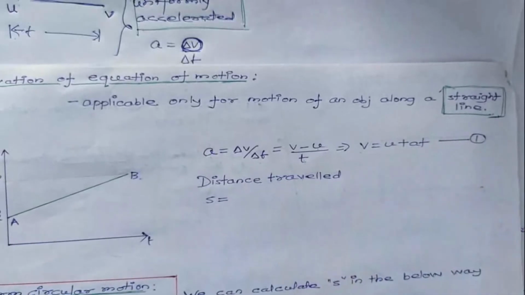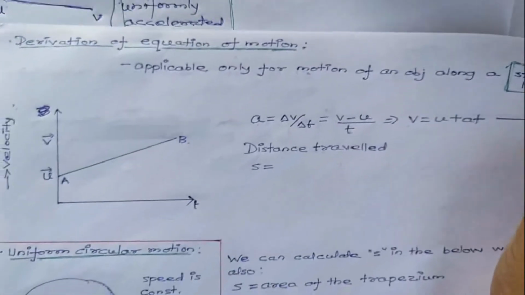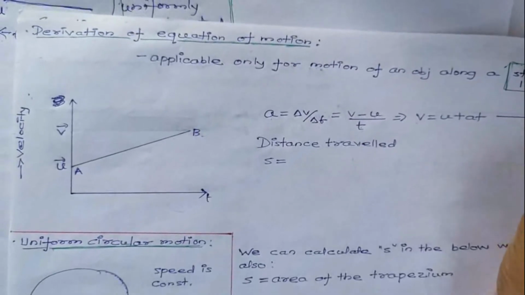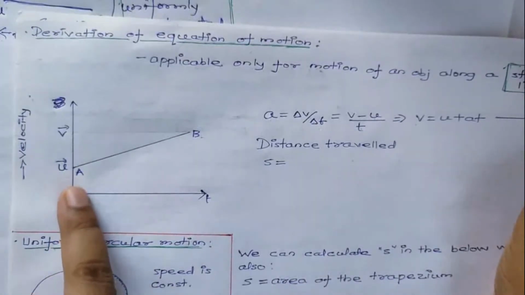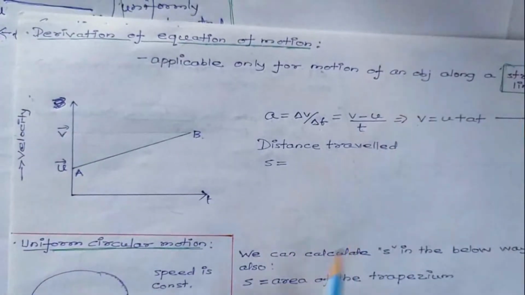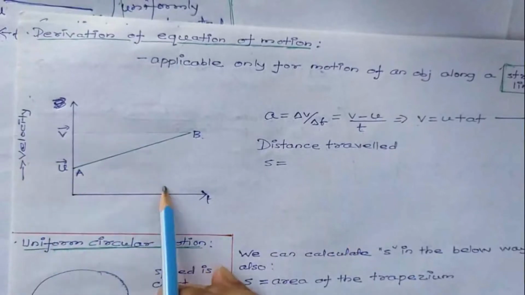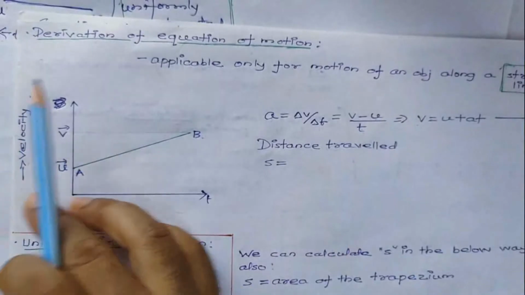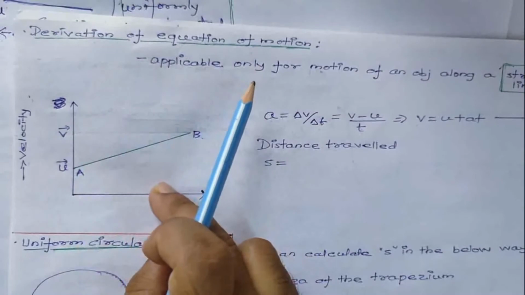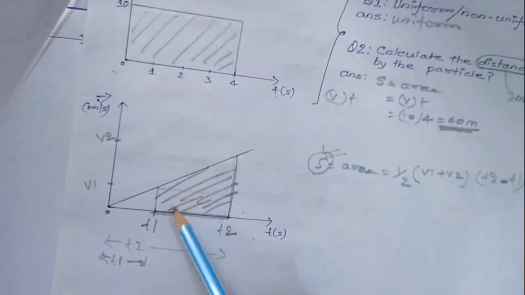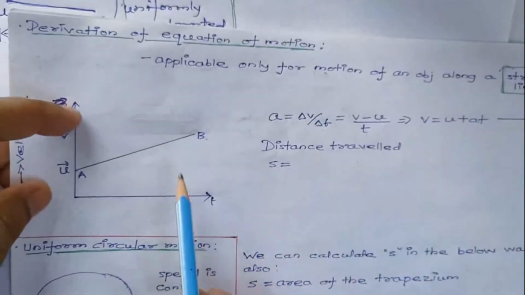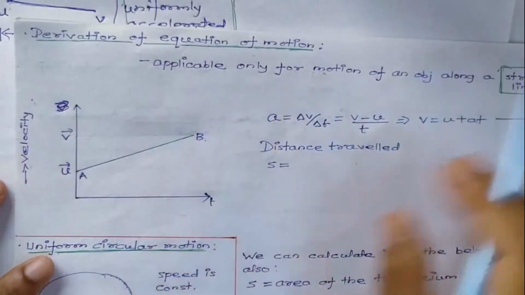Now let us try to derive the equation for distance traveled. We have the velocity time graph with us, right? If we want to calculate the distance traveled, what is the way? We have already studied that. It will be the area covered under this time interval. The same thing we are going to apply here.